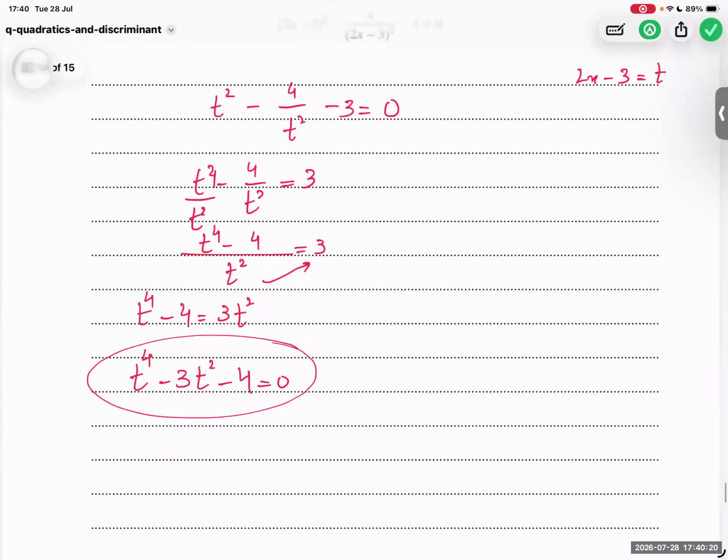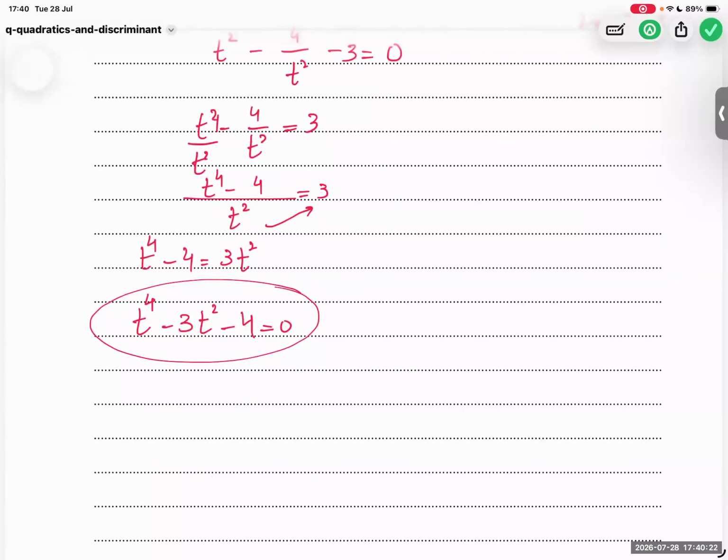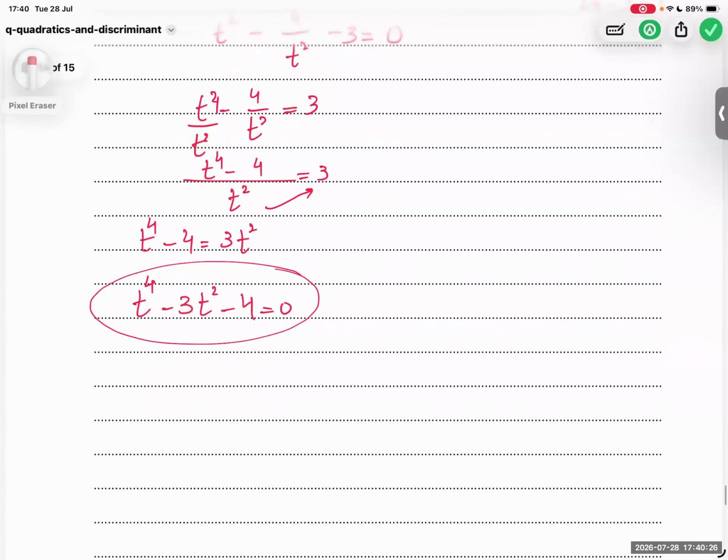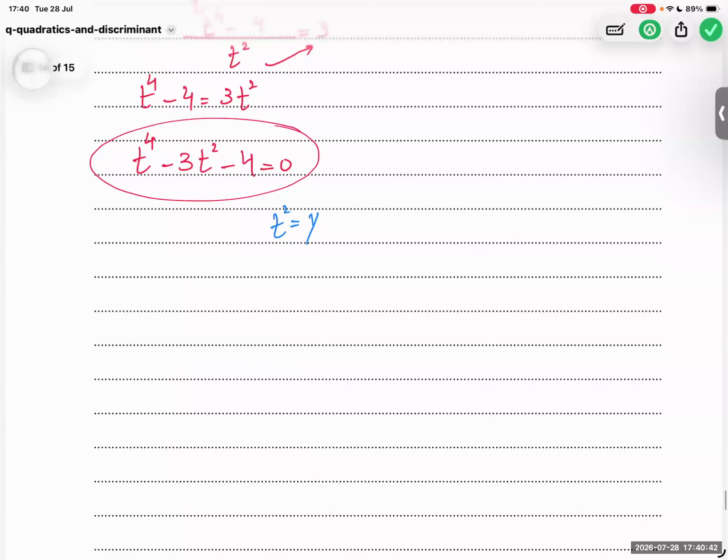Again, what do we have now? An equation that is reducible to quadratic, right? So now we can let t square be equal to maybe y, right? So that has to be y square minus 3y minus 4 is equal to 0.